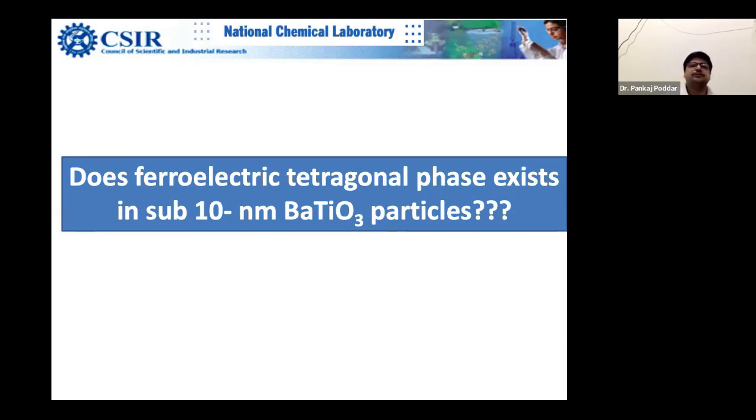sub-10 nanometer dimensions. There are thousands of papers based on either ball milling larger particles to make them much smaller, or using chemistry methods. All these methods report a change from tetragonal to cubic phase, and below a certain limit, around 40 or 50 nanometer, they report that the material becomes paraelectric. So we were asking whether the surface plays any role in stabilizing the ferroelectric phase.